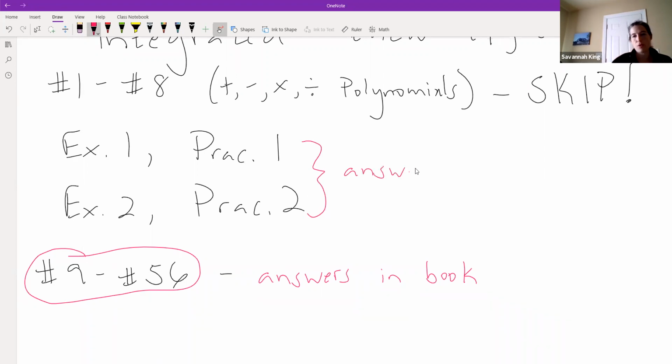These answers to the practice problems will be given in class. So just a little bit of a word about that. The answers to question 1 through question 56 are in the back of the book, but questions 1 through 8 you should skip. And questions 9 through 56 don't happen until they throw in these practice problems that we'll do in class, and those answers will be provided by me. So the organization in this section is a little bit weird.